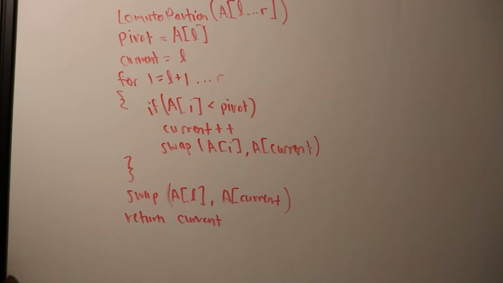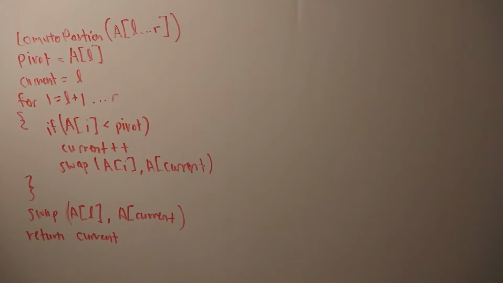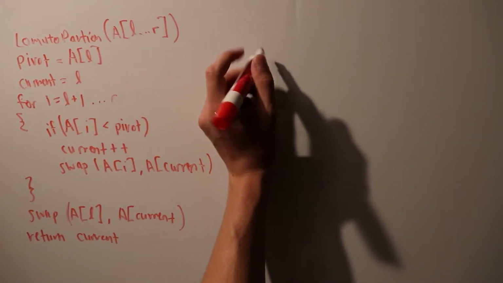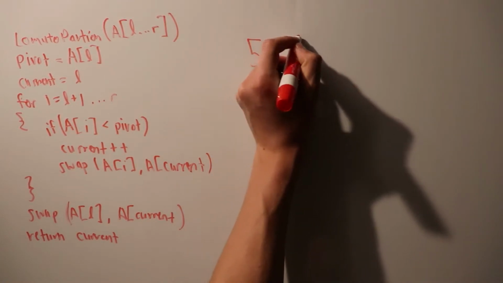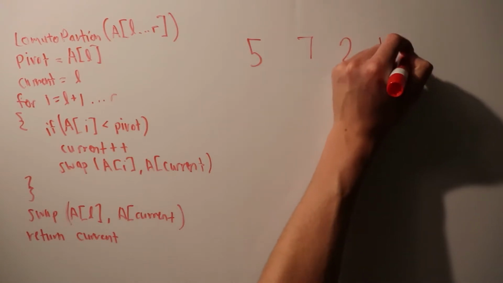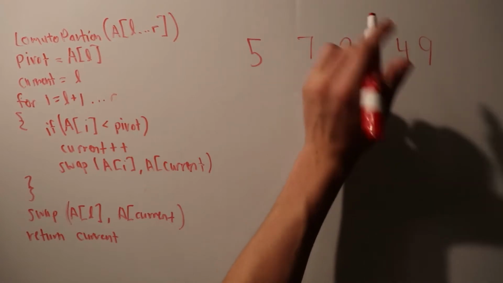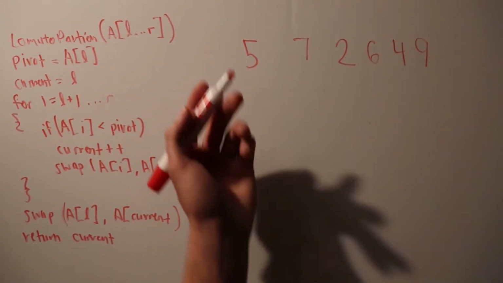So let's actually work this out and see what this looks like. Let's come over here, slide that way, and let's make up some numbers and start working through this. Some random numbers here: 5, 7, 2, 1, 4, 9. Actually, let's make this a 6. Yes, okay, that'll work. That'll be our numbers.